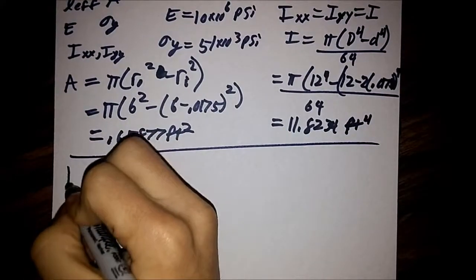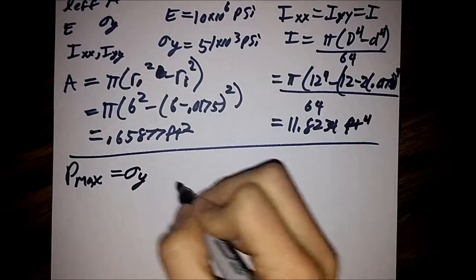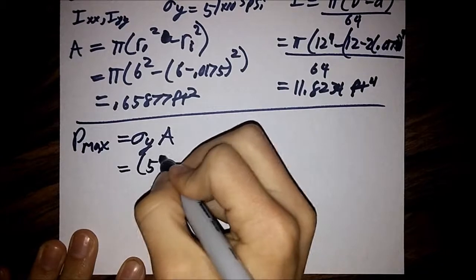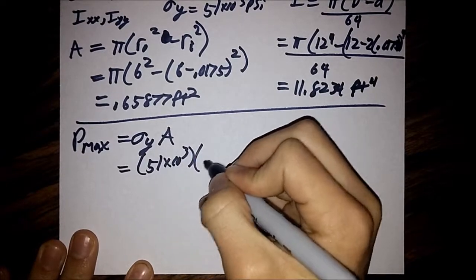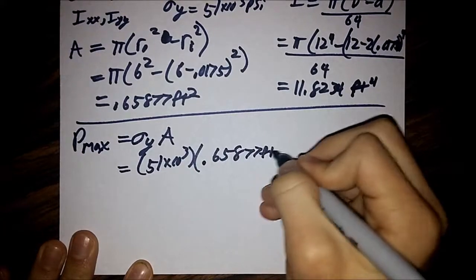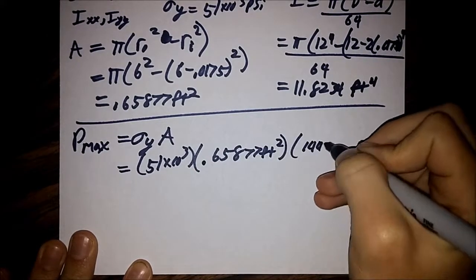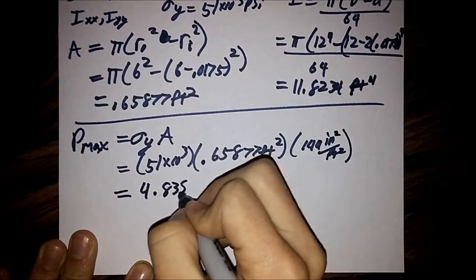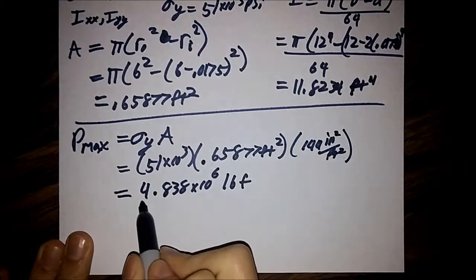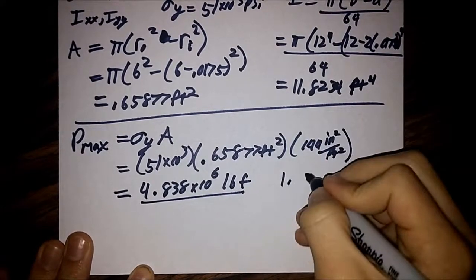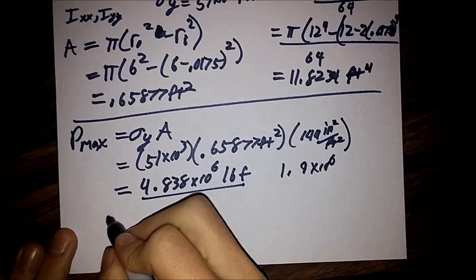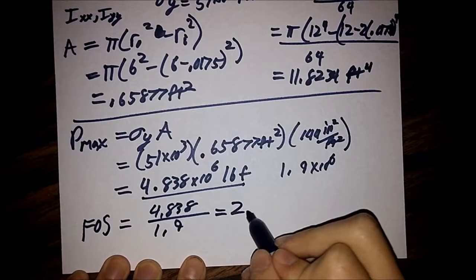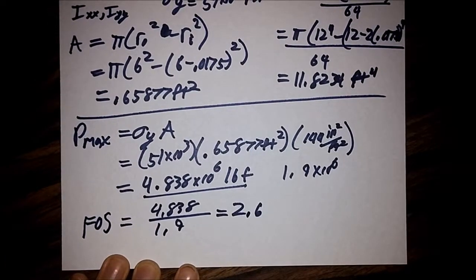All right, to calculate our pressures, we have a P max that will just be our yield strength times our area. Real simple. And that is equal to 51 times 10 to the 3rd times 0.65877 foot squared times a conversion factor of 144 inches squared per foot squared, which comes out to 4.838 times 10 to the 6th pound force. So given this and that our pressure was 1.9 times 10 to the 6th, we have a safety factor equal to 4.838 over 1.9, which comes out to 2.6 safety factor for straight compression.